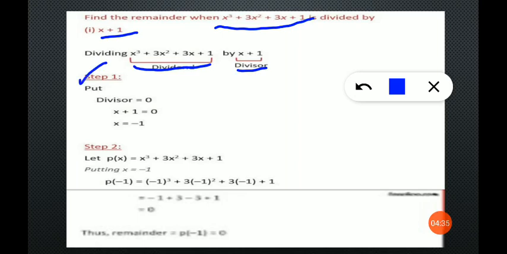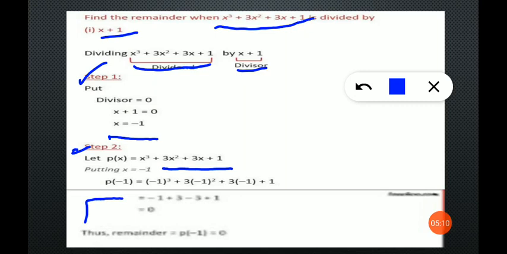First step, as I said, we have to put the divisor equal to 0 and find out x is equal to what value. So here we get x is equal to minus 1. Second step, we have to put the x value in the dividend. So let p(x) is equal to x cube plus 3x square plus 3x plus 1, and we will put x is equal to minus 1. Quickly put the value and tell me what remainder you are getting.